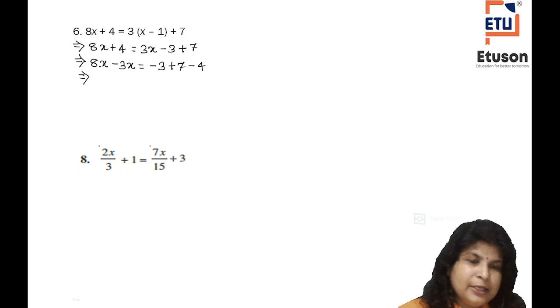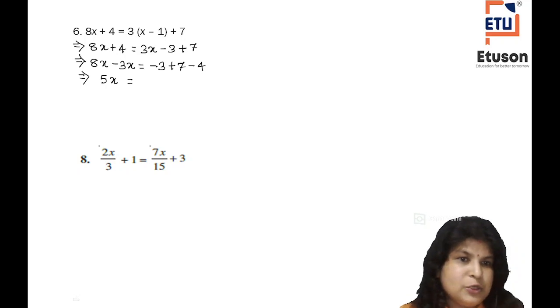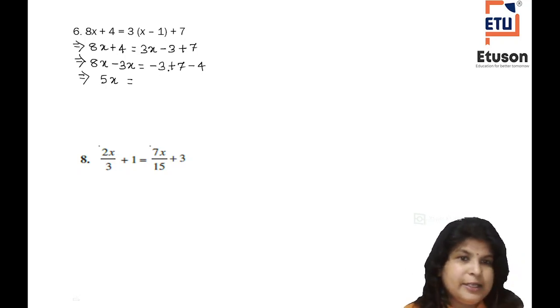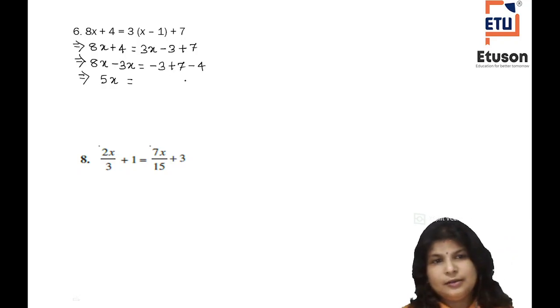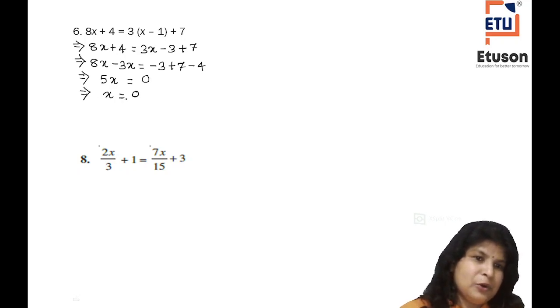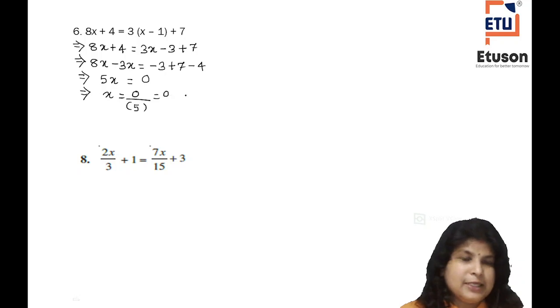So you have here 8x minus 3x is 5x, correct? So 5x is equal to how much? So minus 3 plus 7 is how much? It is plus 4, right? So plus 4 and minus 4, that becomes 0. What about your x value then? So 0 by anything is equal to 0. So here 0 divided by 5, that is equal to 0. So x value is 0 here.